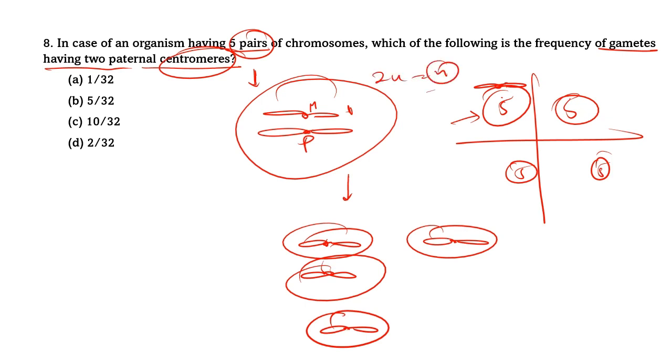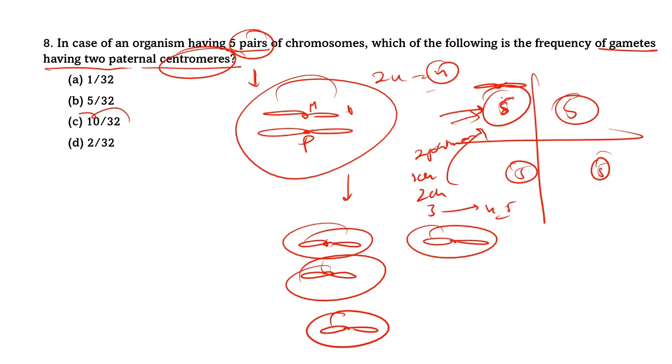So what they are asking is, in the gamete, what is the probability that this 5 will contain at least 2 paternal chromosomes, whether it can be on chromosome 1, chromosome 2, 3, 4 or 5, but it should at least have 2 paternal chromosomes. So that is what they are asking.